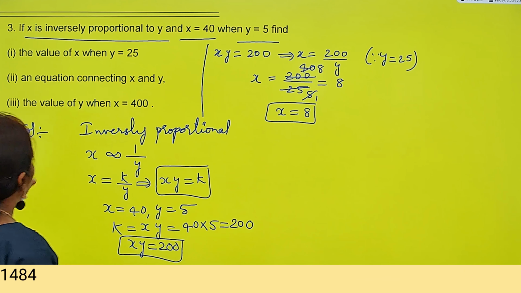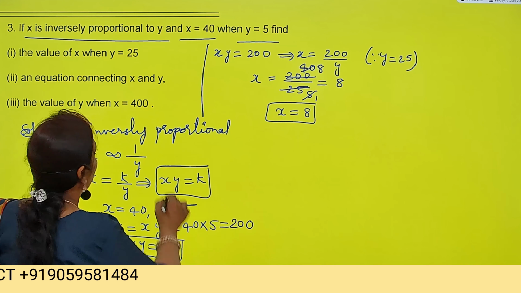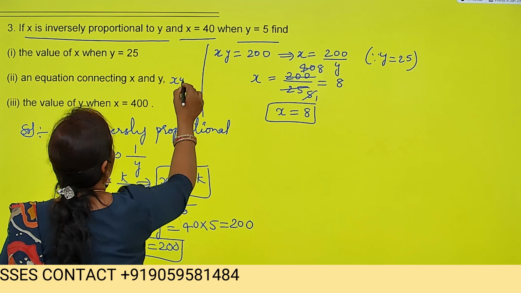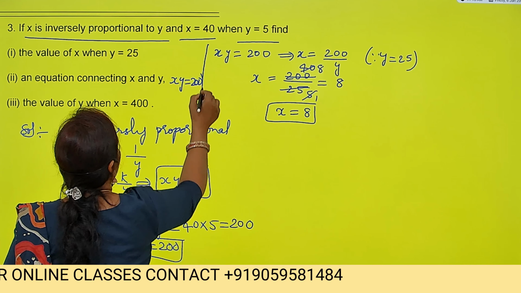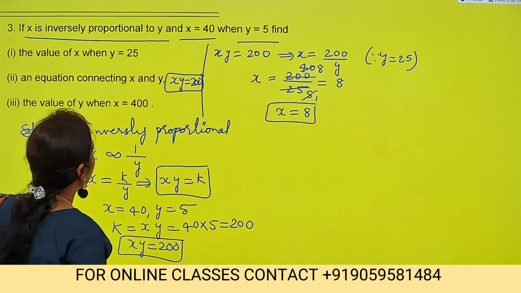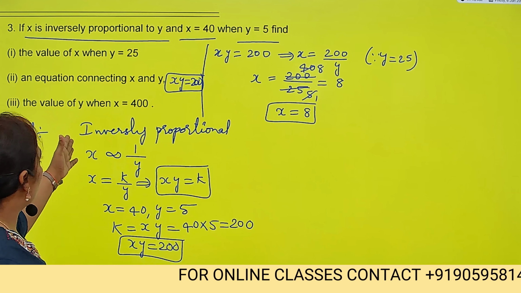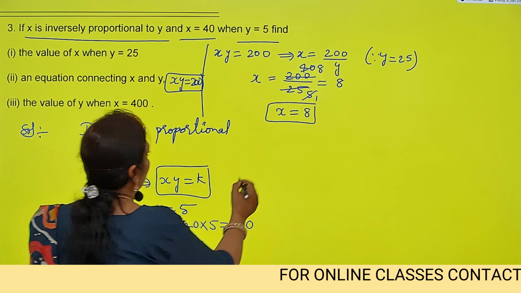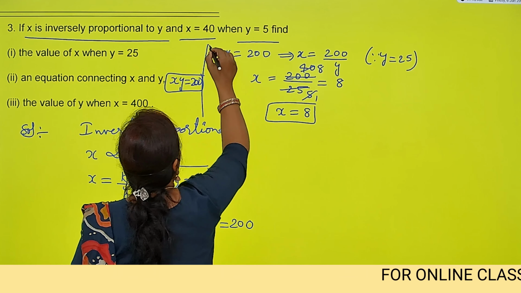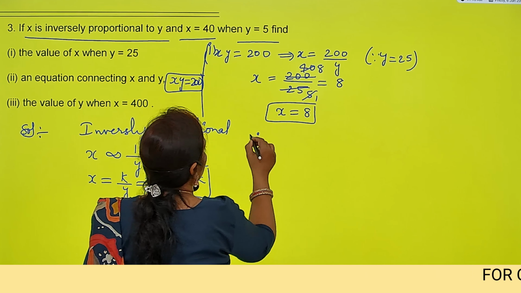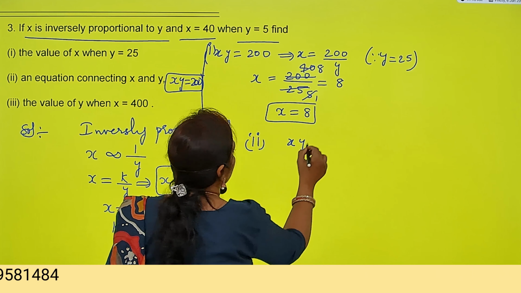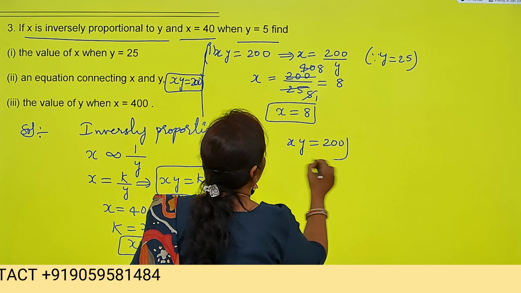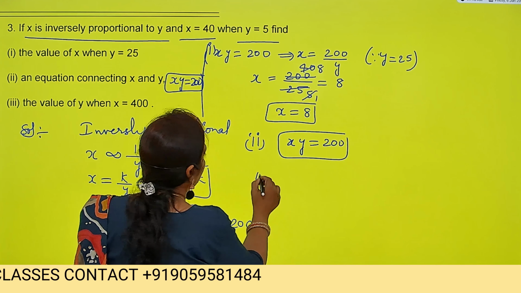Next, an equation connecting x and y. What is that equation? xy equals 200 is the equation. Next, the value of y when x equals 4. That is the first one; the second one is the answer. I am writing here xy equals 200.